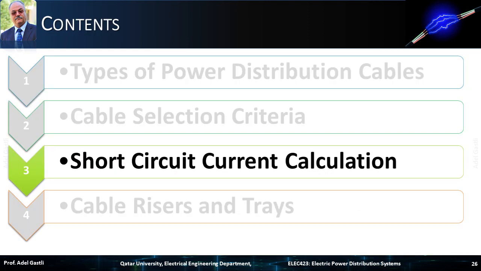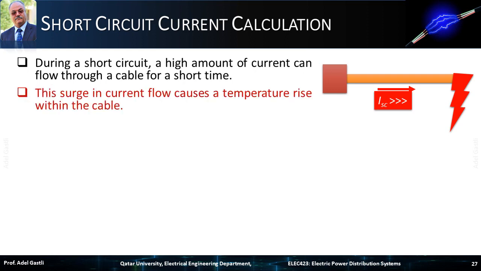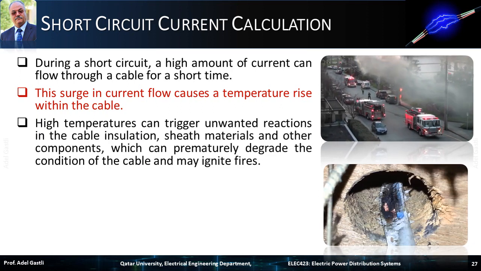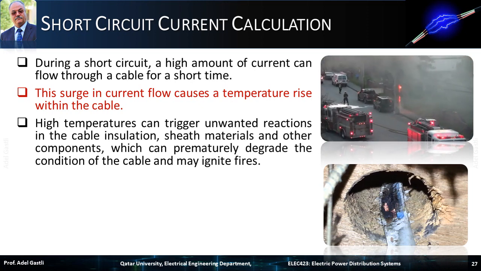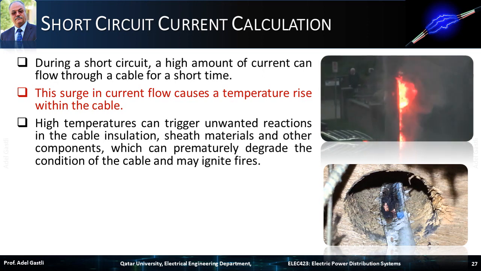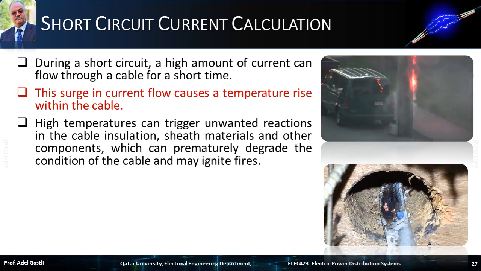Next, let's discuss the methods for short circuit current calculation. During a short circuit, a high amount of current can flow through a cable for a short time. This surge in the current flow causes a temperature rise within the cable. High temperatures can trigger unwanted reactions in the cable insulation, sheath materials, and other components, which can prematurely degrade the condition of the cable and may ignite fires.